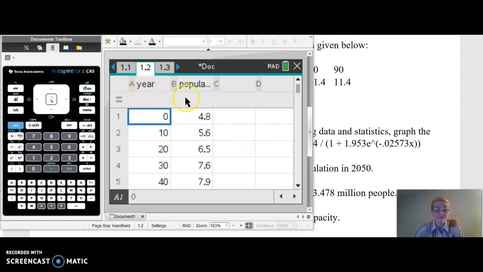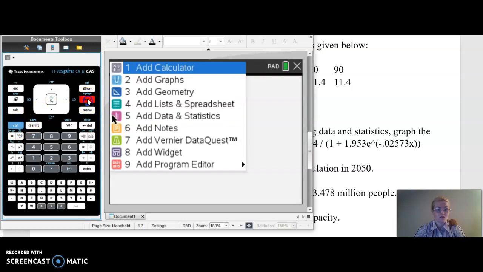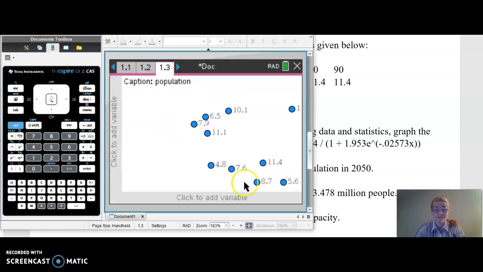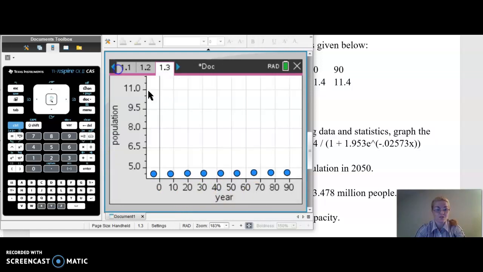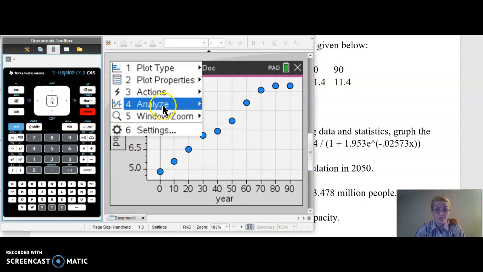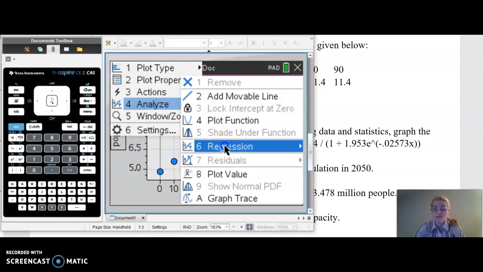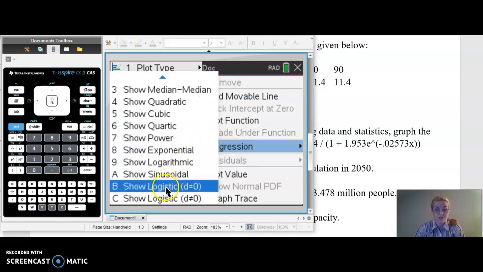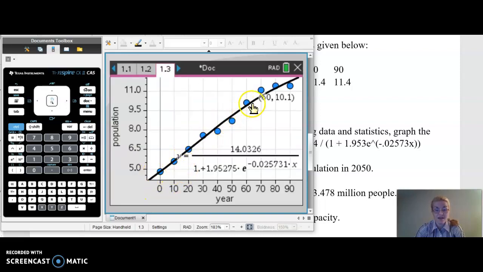Alrighty, so here's my list of years and my list of population. To get that logistic regression model, first let's get a scatter plot of this data. So I'm going to add from Data and Statistics, right? Click to add a variable. So I want the year for my x-axis and the population for my y. And we can kind of see this. So to get the regression model, we're going to go to Analyze, Regression. And we want the first logistic, where d equals 0. I'm not going to go into why, but it's this first one, Show Logistic. And thus we have a logistic model.